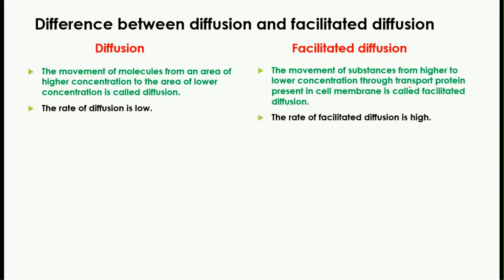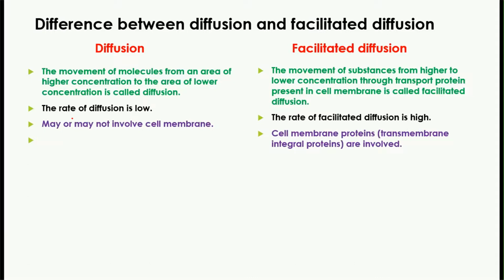The second difference is that the rate of diffusion is very low while the rate of facilitated diffusion is very high. Here the rate means the movement of molecules from higher concentration to lower concentration, how fast they are moving. In the case of diffusion it's very low, while in the case of facilitated diffusion it is very high.